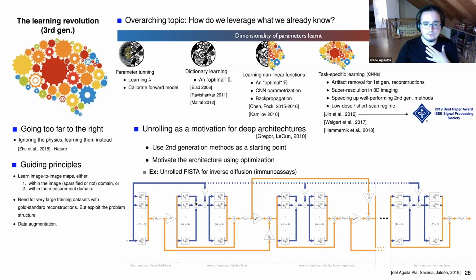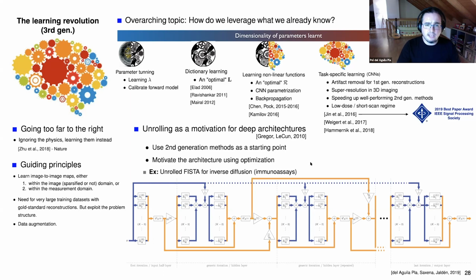here is an example from my own research addressing the problem of the immunoassays, which is basically inverse diffusion. So here we see FISTA, which is a specific second generation method in which we see here H, the transform, H transposed, we have here a proximal operator, etc. What we did then was to simply have this structure, but learn some of the parameters. And here it's very comfortable to combine which parameters you learn and which you don't with these options that we've presented before.